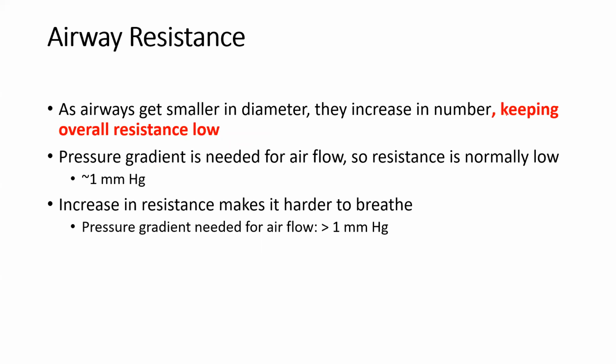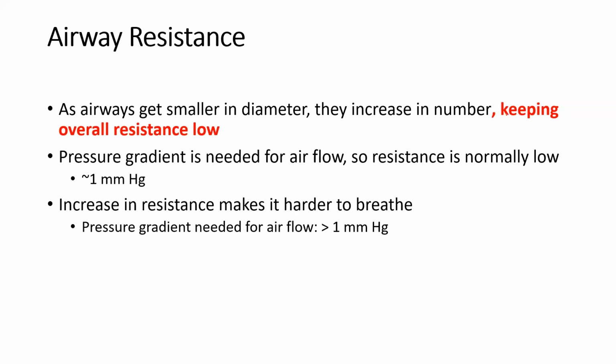And so a pressure gradient is needed for airflow. We typically see a gradient of about 1 to 2 millimeters of mercury. But if we increase the resistance, we're going to need a bigger gradient in order to keep air flowing, okay? I'll say that again. Typically, we have a pressure gradient of about 1 to 2 millimeters of mercury, and that is when our resistance is kept low, right?